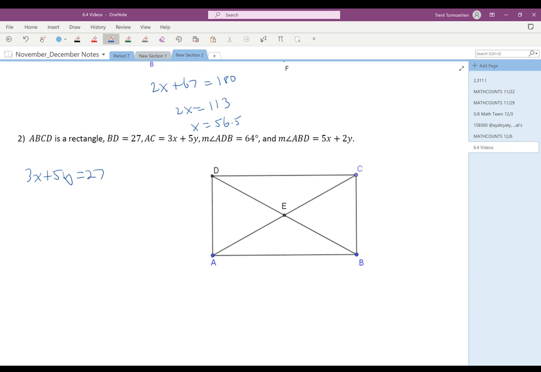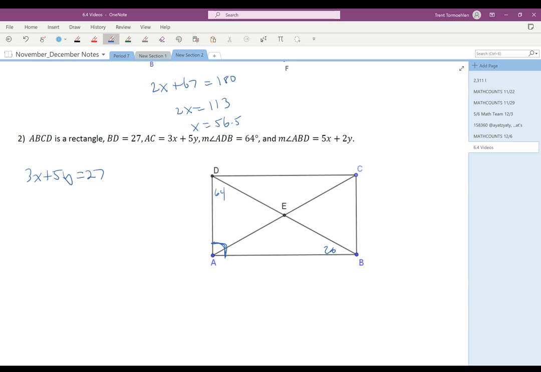And then we know that angle ADB is 64, which means that ABD must be 26, because in a rectangle, when you draw in a diagonal, you always get right triangles, right? Because if you draw the diagonal in, then the angle in there has to be a right angle. So you need to keep that in mind. So 180 minus 90 minus 64 is 26.